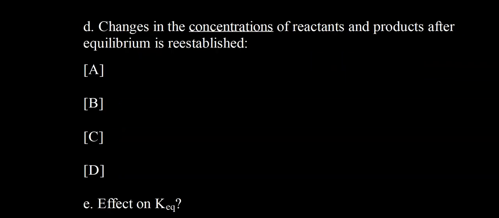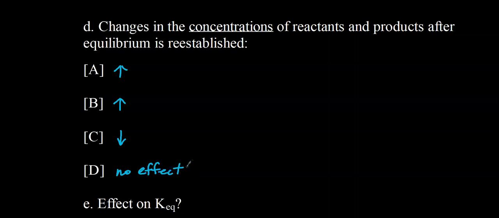How about changes in concentration? Well, since the amount of A increased, its concentration will also increase. Same thing with B. You can't make more A without making more B. So both of their amounts and concentrations increase. Concentration of C decreases and concentration of D is not affected.